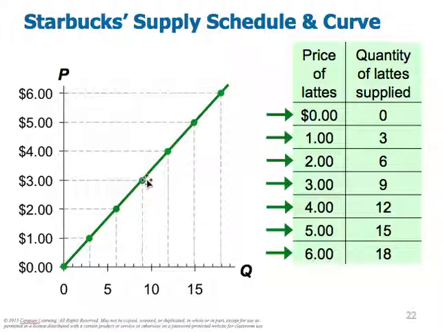Okay, and quantity supplied increases from 6 to 9, but supply doesn't change. Supply would have changed if we had an outward shift or a leftward shift in the supply curve.